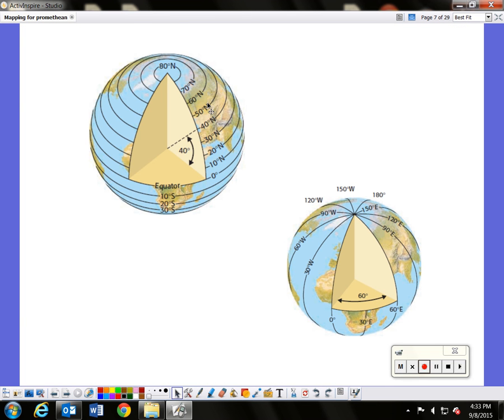Okay, these right here are lines of latitude. They measure distances north and south of the equator. Right here are your longitude lines. Okay, they are long and skinny. They run from pole to pole, kind of like segments of an orange. They measure distances east and west of the prime meridian.